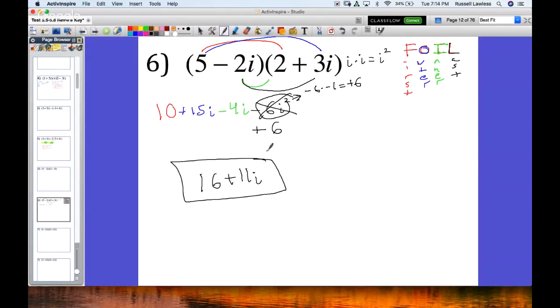And so when you're foiling, just keep in mind, pay attention to those i's and i squares. Make sure that you know that an i times another i will be an i squared, and i squared is equal to -1.